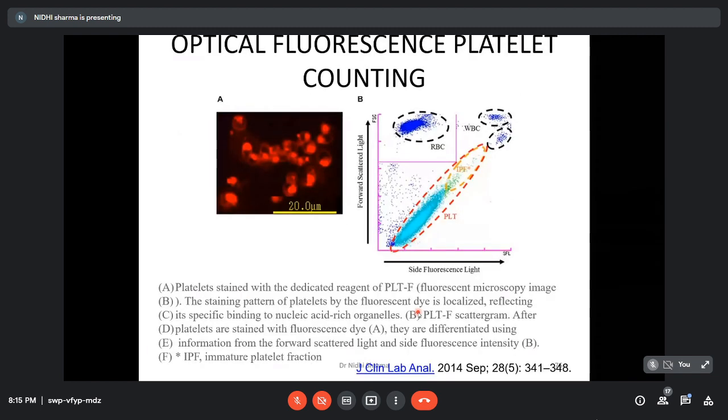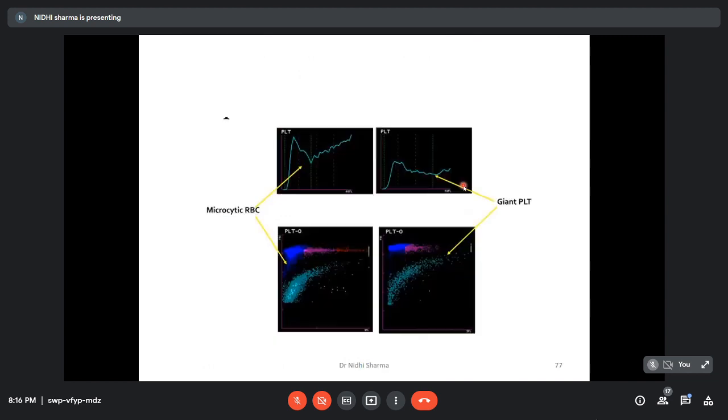The other counter is called the platelet F, where you are using fluorescence also to stain the platelets, and the platelet F graph would clearly separate the RBC population from your fluorescent stained platelet population. In addition, this graph would give you a new parameter which is being talked about a lot, which is the immature platelet fraction, because the immature platelets will be a little larger in size and their scatter would be somewhere here, and this entire population will be labeled by the analyzer as the immature platelet fraction.